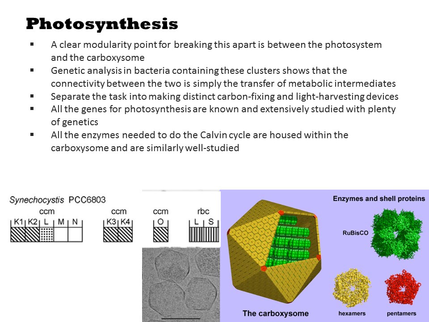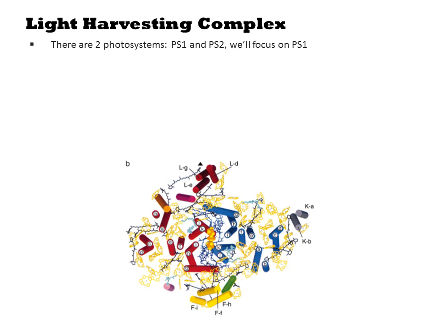Fortunately, all the genes for photosynthesis are known and extensively studied with plenty of genetics. Furthermore, all the enzymes needed to do the Calvin cycle are housed within the carboxysome and are similarly well studied. The first one to tackle is the photosystem. The most studied gene cluster for a photosystem is from Rhodobacter spheroides. Most organisms have two such photosystems, PS1 and PS2, and we'll focus on PS1, though PS2 is a fairly similar process.